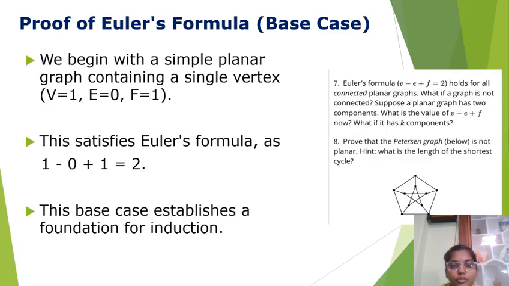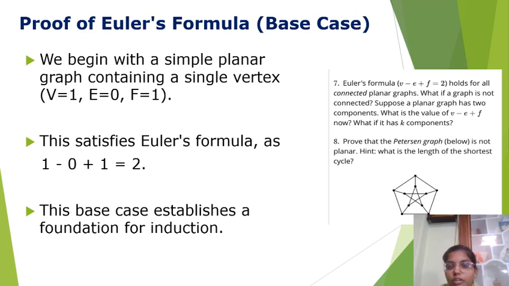Proof of Euler's formula. We begin with a simple planar graph containing a single vertex. Vertices equal 1, edges equal 0, faces equal 1. This satisfies Euler's formula, as 1 minus 0 plus 1 is equal to 2. This base case establishes a foundation for induction. Euler's formula V minus E plus F equals 2 holds for all connected planar graphs.